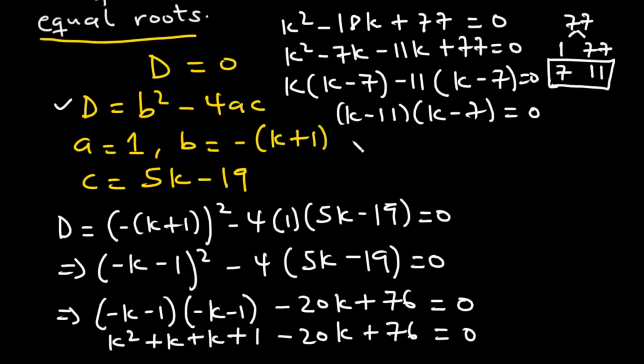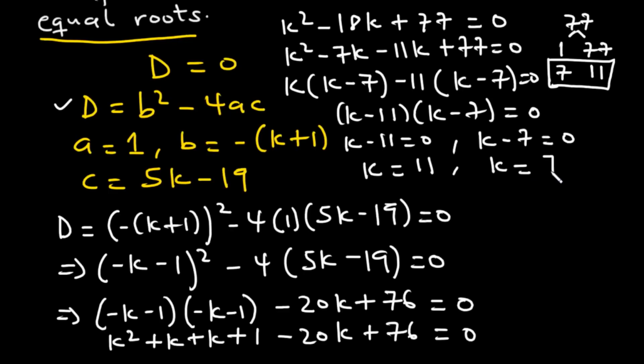So for the first solution, k minus 11 is equal to 0, k is equal to 11. And then for the second one, k minus 7 is equal to 0 and k is equal to 7. So these are the set of values of k for which the equation has equal roots. Let's solve the next question.